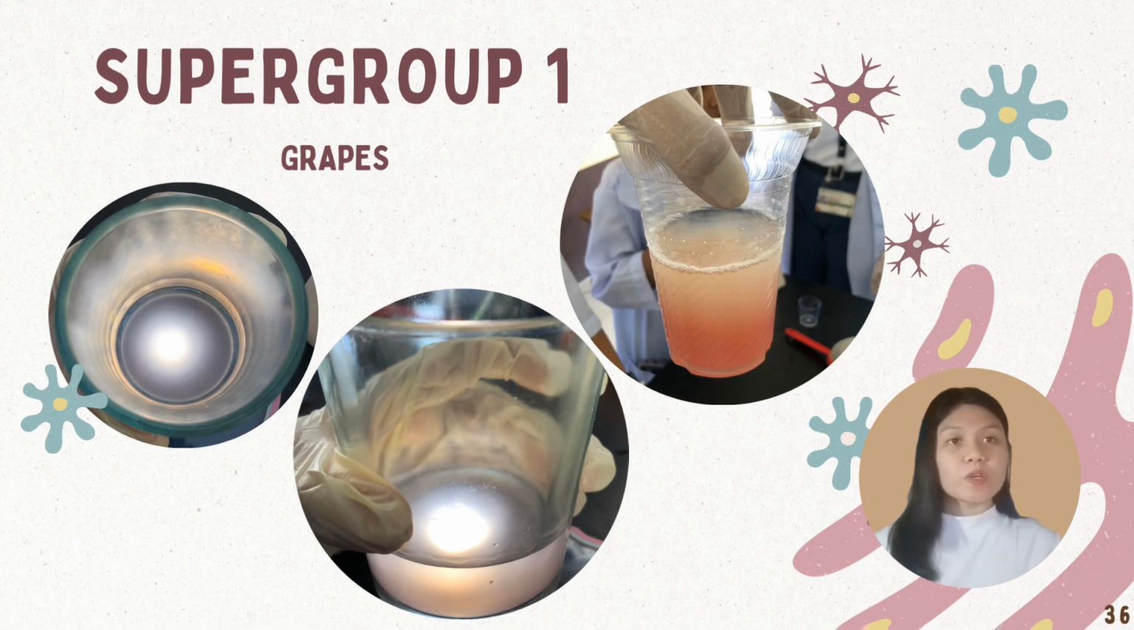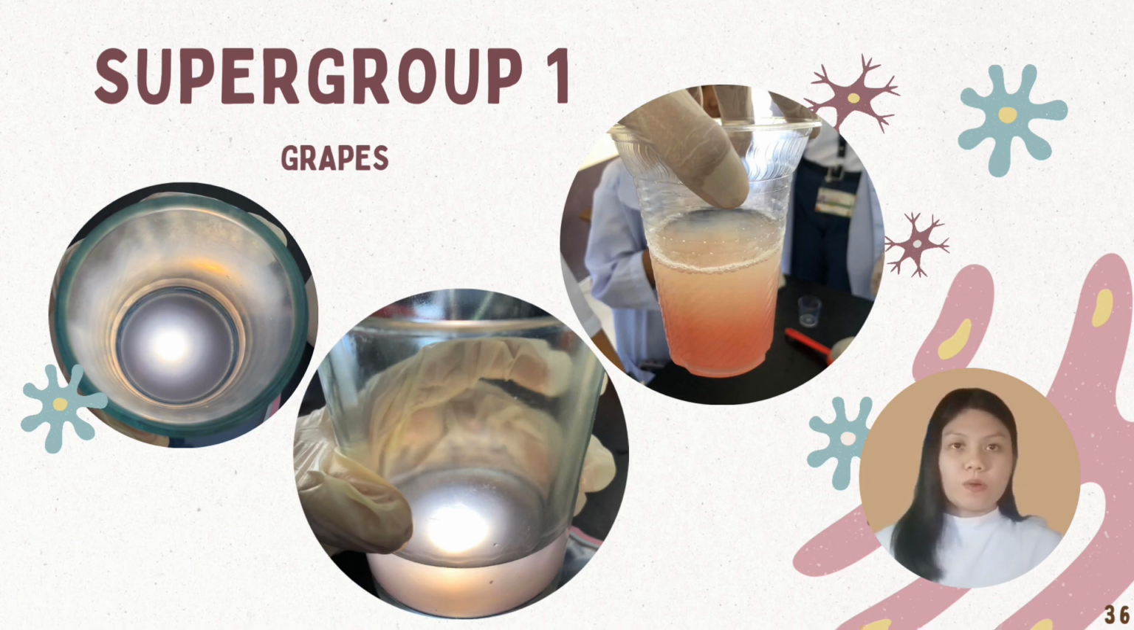Here, we can see the supergroup 1 results for experiment number 10. Attached are the pictures gathered by group 1 for their fruit sample, which is grapes. And if we look at it closely, the solution turned peach in color upon extracting the grape juice. But was group 1 able to extract the grape's DNA for this experiment?